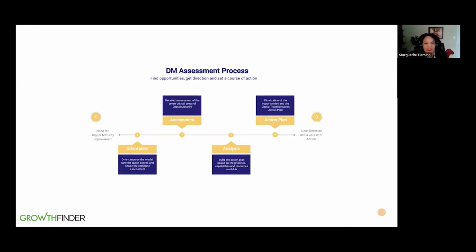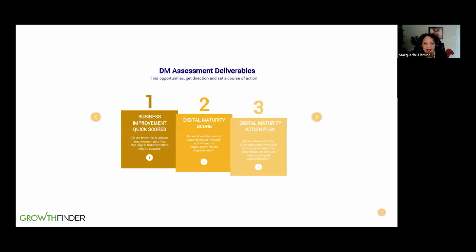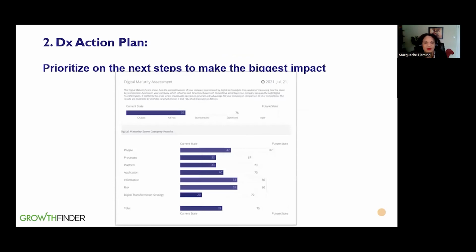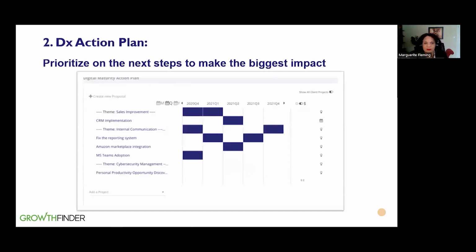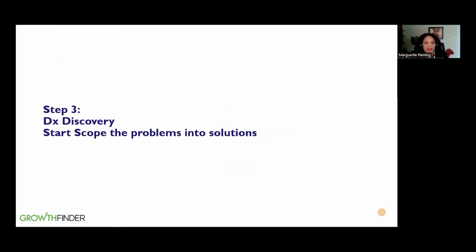Okay, so in the assessment, we sent them off an assessment questionnaire, we did some analysis, we put together that action plan, and that was the deliverable in this phase. In that phase, we also prioritized the projects that would take us to the next step. Okay, and then we moved on to the next piece, which is discovery.